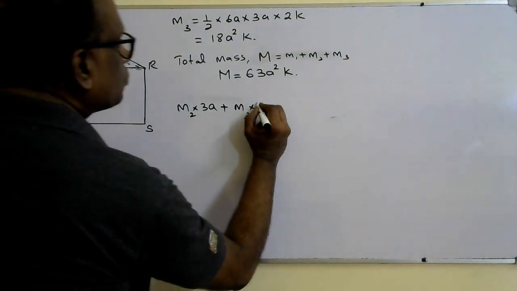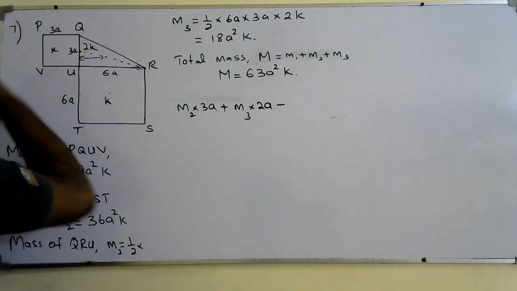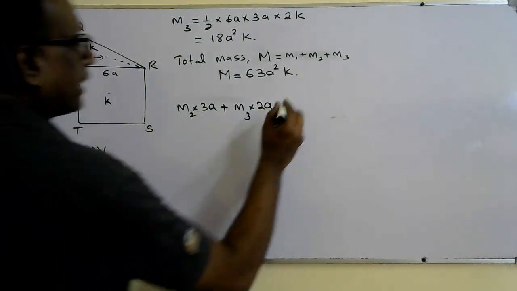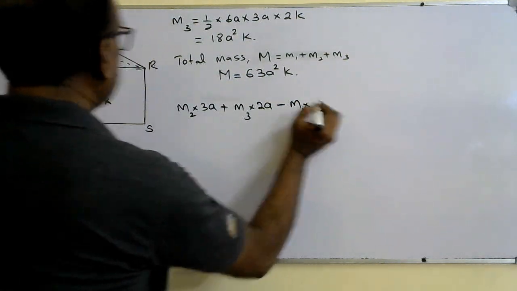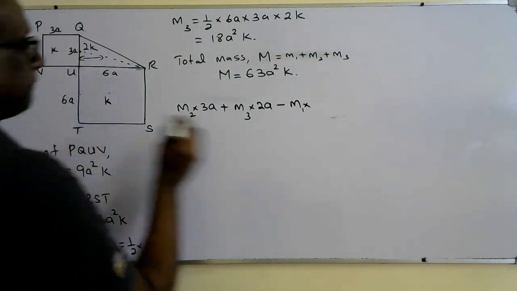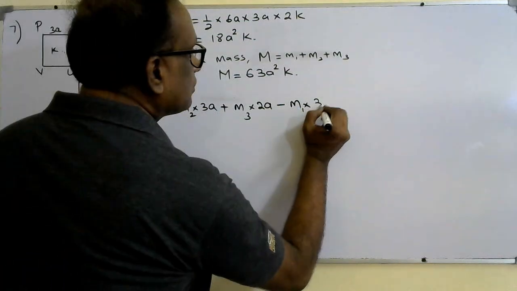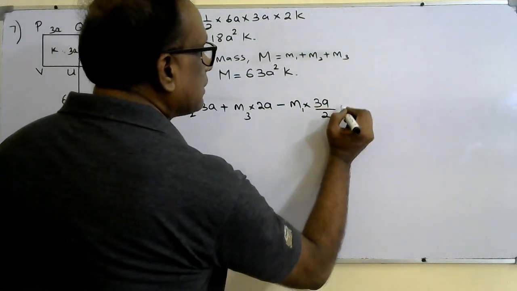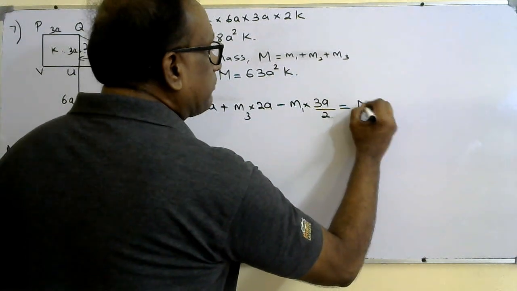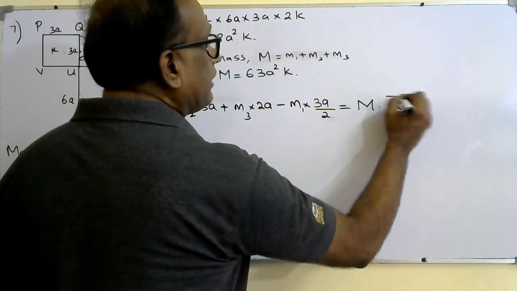So the distance of the center of mass of this triangle from the line is 2A. I already explained that. So that is 2A, minus, for this one it's on the other side, so minus M1 into its distance of center of mass from the line QT, which is 3A by 2, half of 3A, equal to capital M, that's the total mass, into X bar. We need to find the X bar.